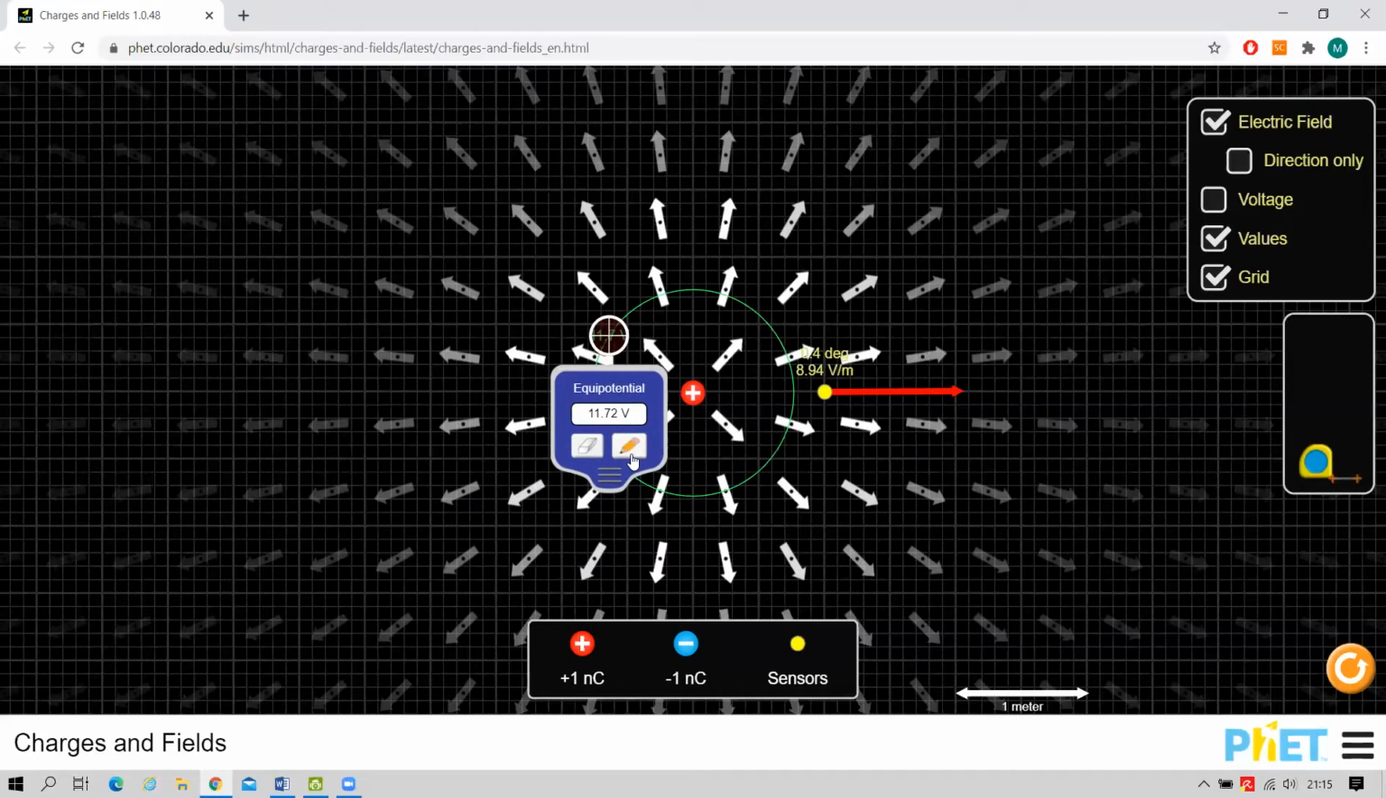Let me draw an equipotential line that passes from this point right over here. It's 11.72 volts. Well, the other thing is that you can just check this value from the formula. How do you check this value from the formula? You just use the last tool over here.